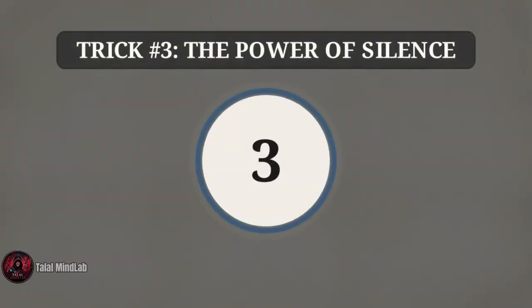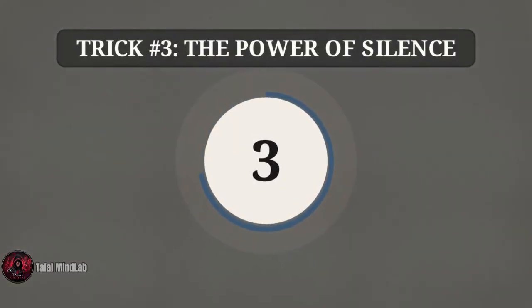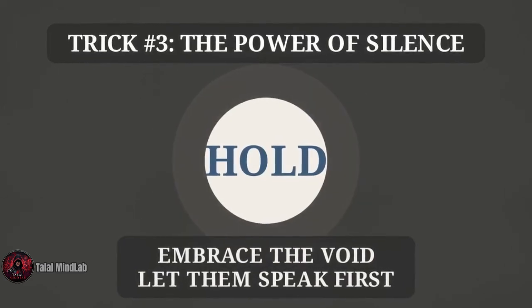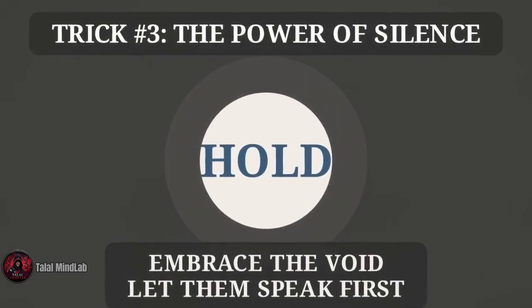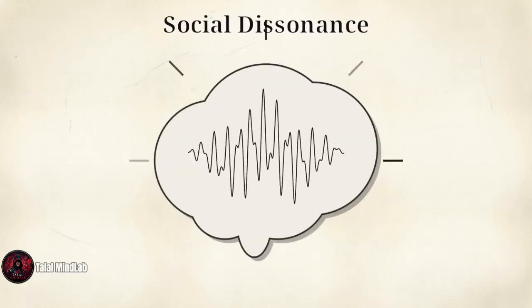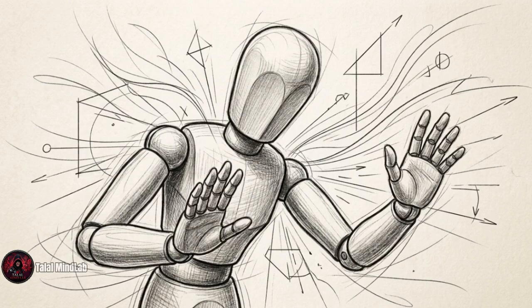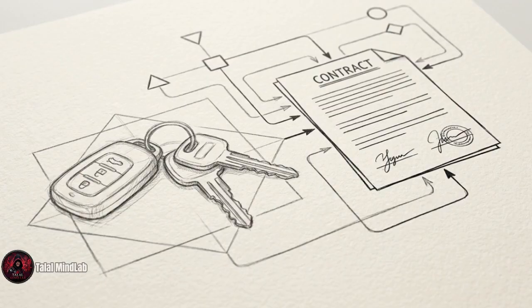Watch this timer count down. You must hold your ground for those entire 3 seconds. Do not break the tension by nervously rambling or backpedaling to fill the void. The human brain is wired to resolve social dissonance. To fill that quiet space, the target will often start talking, providing the information or compliance needed to end the internal tension of the silence.